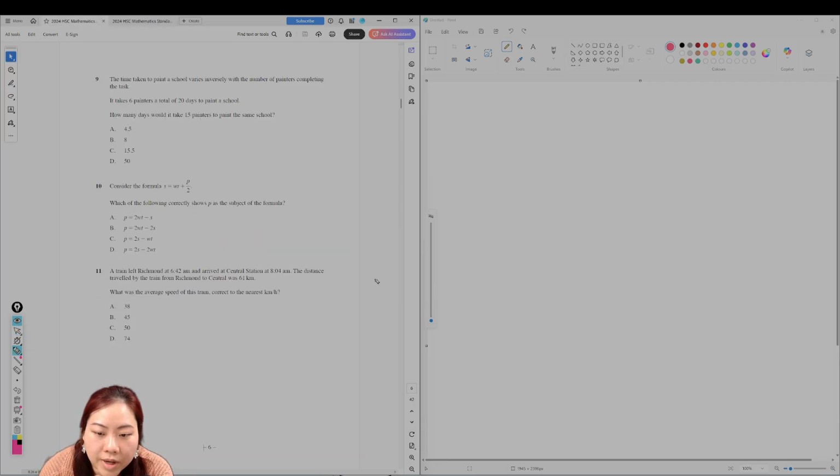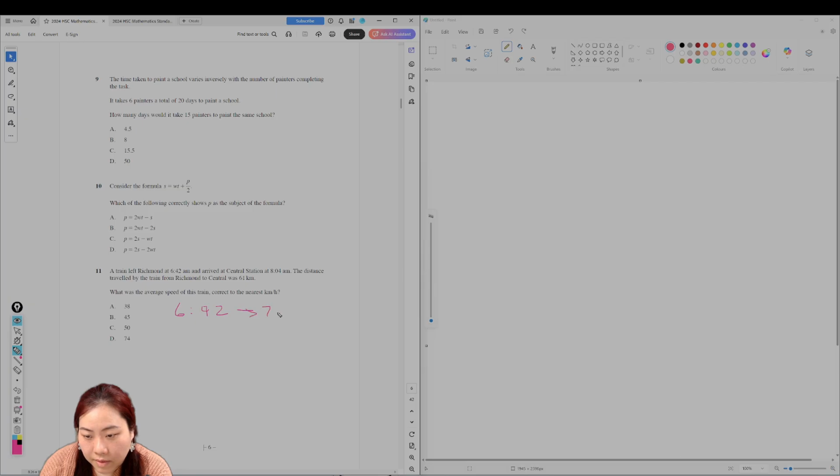11. A train left Richmond at 6:42 a.m. and arrived at Central Station at 8:04 a.m. The distance travelled by the train from Richmond to Central was 61 kilometers. What was the average speed of this train, correct to the nearest kilometer per hour? How long did it take them?